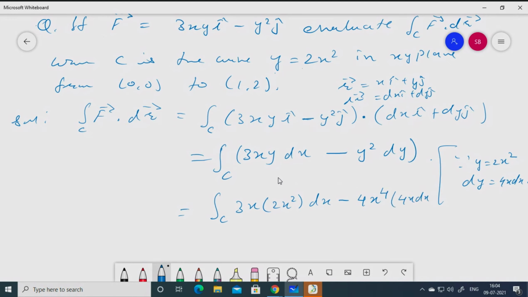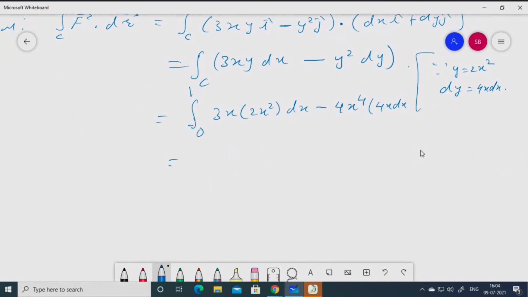And the limits, where to where? The points are 0 to (1, 1), so the limits of x will be from 0 to 1. So this is nothing but the integral from 0 to 1 of 6x cubed minus 16x to the power 5 dx. Is it or not?